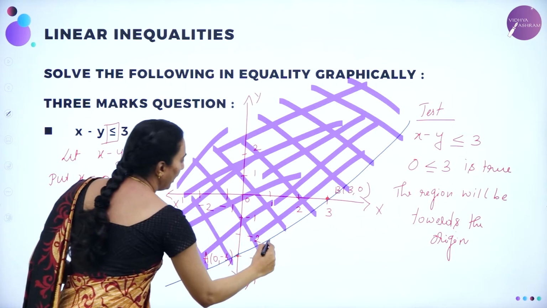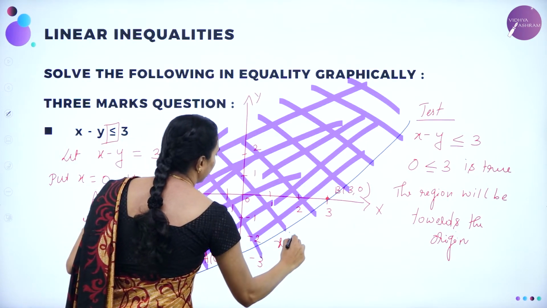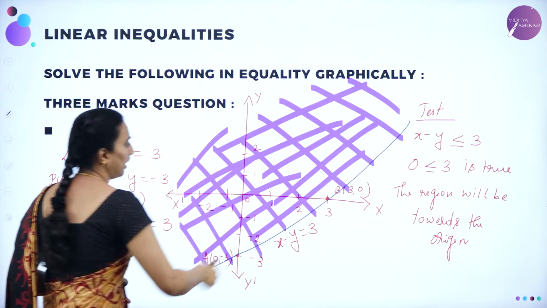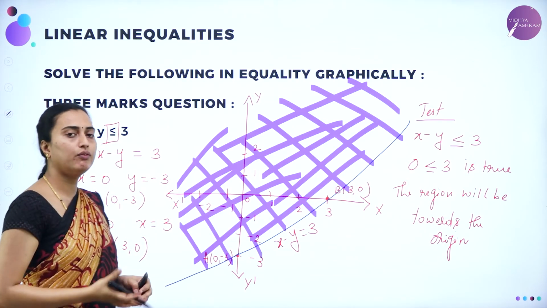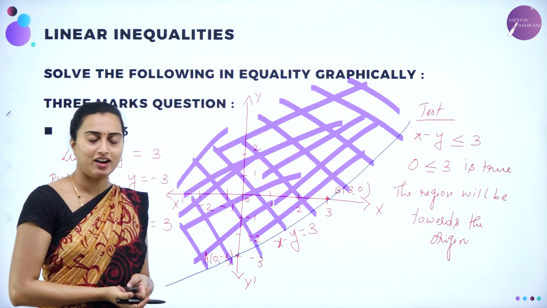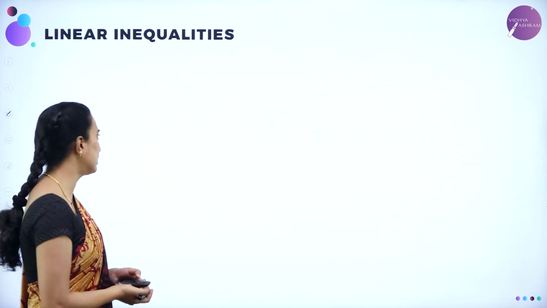So which is here x minus y is equal to 3. This is a line. On that line only we have drawn the region. I hope you understood this one. We'll move on to the next problem, dear.